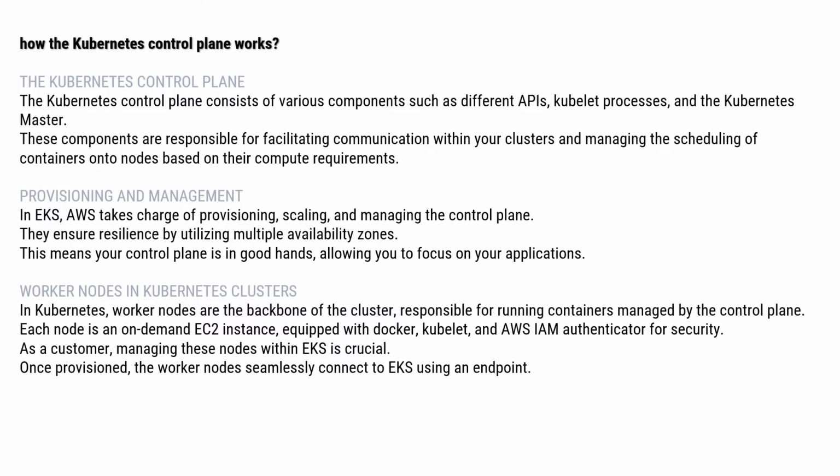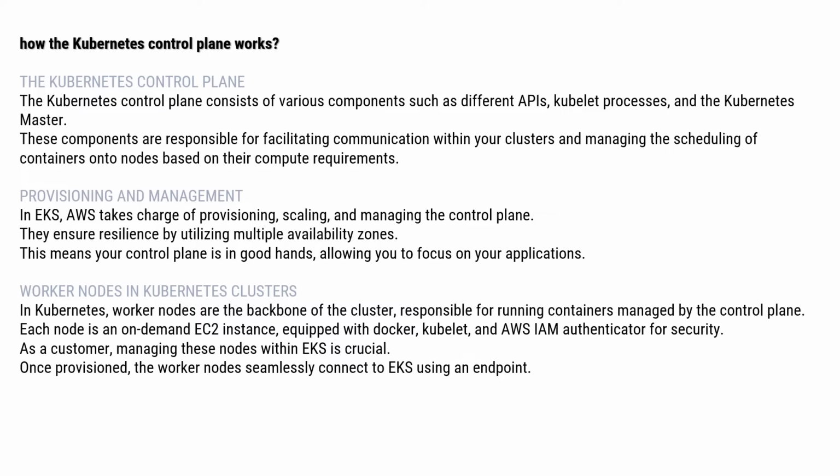So let's see how the Kubernetes control plane works. Let's dive in and understand the key components that make it all happen. The Kubernetes control plane consists of various components such as different APIs, kubelet process, and the Kubernetes master. These components are responsible for facilitating communication within your cluster and managing the scheduling of containers onto nodes based on their compute requirements. In EKS, AWS takes charge of provisioning, scaling, and managing the control plane. They ensure resilience by utilizing multiple availability zones. This means your control plane is in good hands, allowing you to focus on your applications.